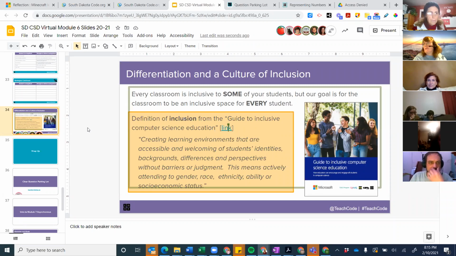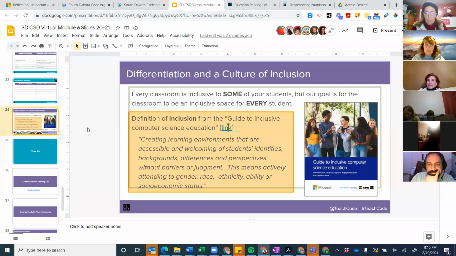So you might have recalled reading about this in our asynchronous work before this class started. But basically, it's the goal that we are including every student. So every classroom is inclusive to some of your students, but our goal is for the classroom to be an inclusive place for every student. So I just wanted you all to keep in mind that when you're talking about an inclusive classroom, it can really mean different things to different people.